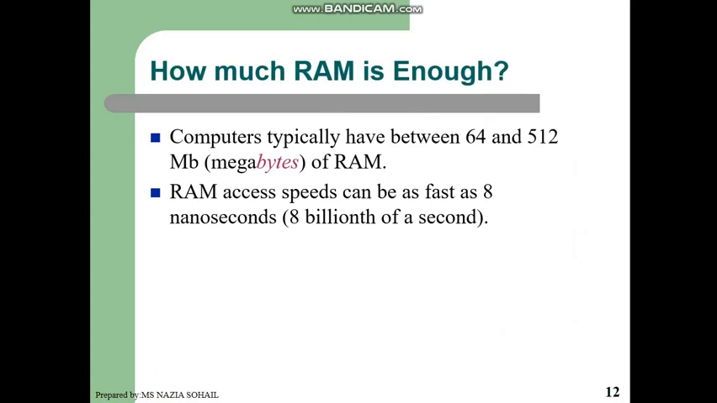How much RAM is enough? Computers typically have between 64 and 512 megabytes of RAM. MB stands for megabytes. This is the storage and limitations of RAM. RAM access speed can be as fast as 8 nanoseconds. It means 8 billionths of a second.